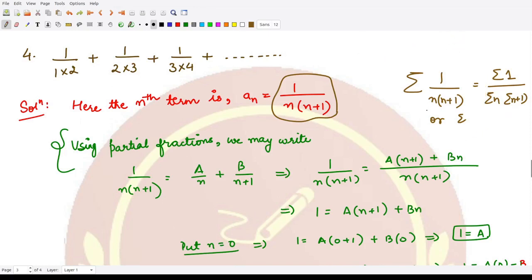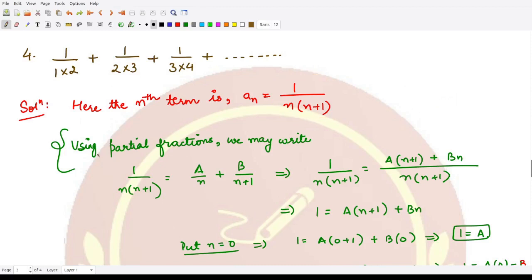So what else is the procedure? We have a procedure which is called partial fractions. You will study this later on. However, for now, let me tell you how we can do that. We want to separate out these two terms here.